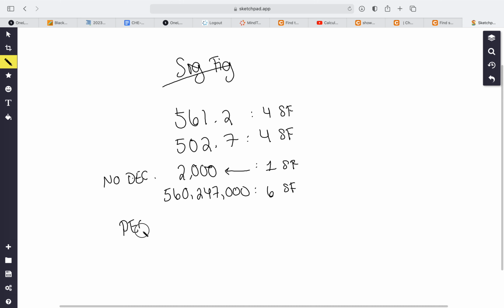Now let's talk about when there is a decimal place present. Let's look at a number like 0.0527. You go the opposite way. So when there's a decimal point, you want to go this way. There's a zero that doesn't count. Oh, we had a first significant figure. 1, 2, 3. So this has 3 sig figs.